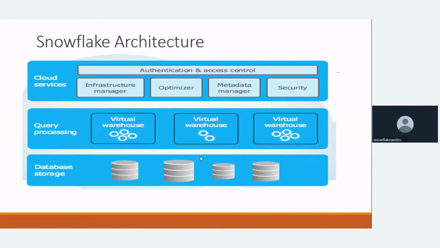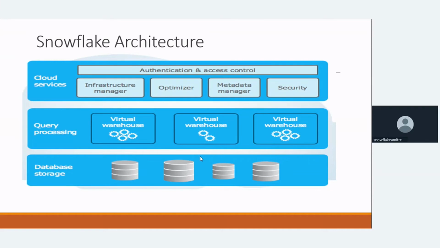Okay, and after processing, it will get the actual data from the database storage, and that is the third layer. So these 3 layers will be there: cloud service layer, query processing layer, and database layer. The cloud service layer is basically the brain of the architecture. Like how a human body works, every instruction comes from our brain, right? Eat now, drink now, play now, all those things come from the brain. So here the cloud service layer is the brain of the architecture, and every instruction will come from it.